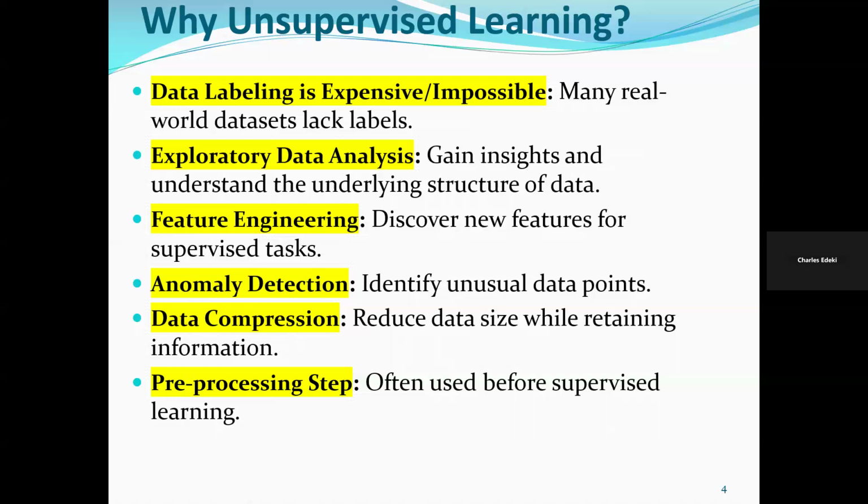Then lastly, the pre-processing step. We can start with unsupervised learning first before we move on to supervised learning, as we said earlier.